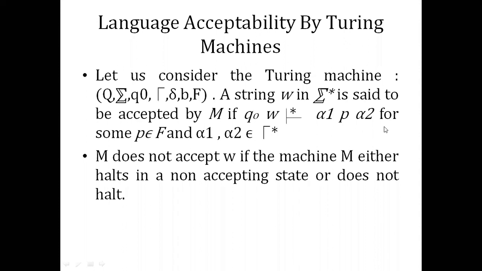this is the particular configuration which is there on the tape, which is an ID description. If alpha 1 and alpha 2 both belong to the tape symbols, and if P is one of the states from the set of final states, then we accept this particular string W. Now M does not accept W if the machine M halts in a non-accepting state. So this is the final ID after processing the entire string. If P belongs to the final states, the machine will accept, otherwise it will reject.